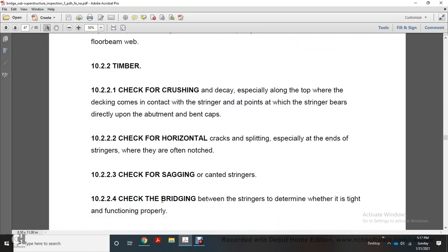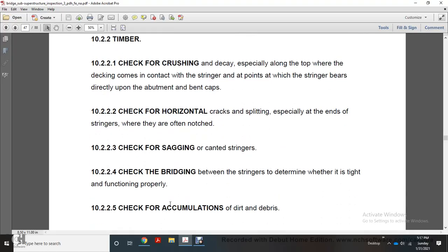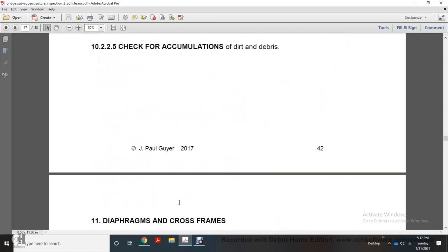Check for sagging stringers. Check the bridging between the stringers and determine whether it is tight and functions properly. Check for accumulation of dirt and debris.